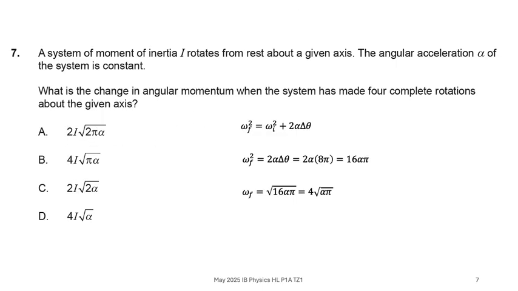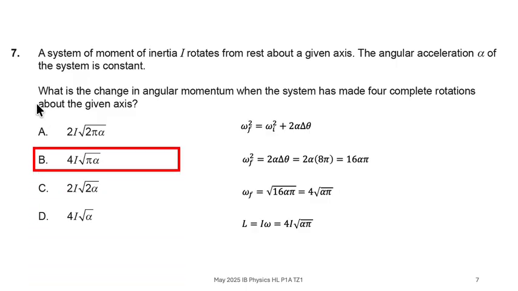Okay, why is that important then? Well, the angular momentum is simply the moment of inertia times the angular velocity. We know the moment of inertia is I. We know our final angular velocity is this 4 times square root of alpha pi, which is why our answer here is B.